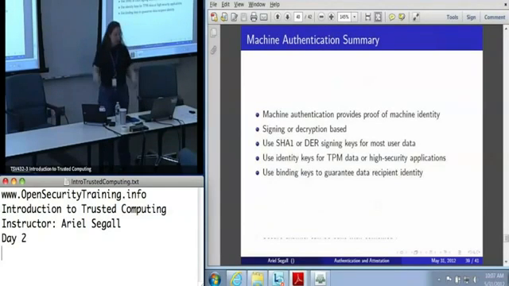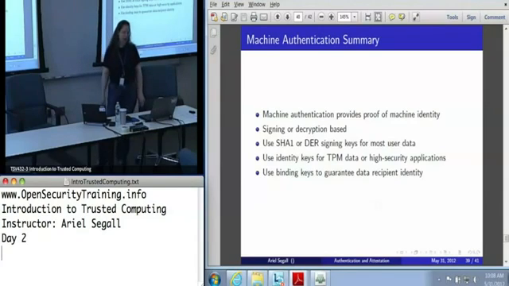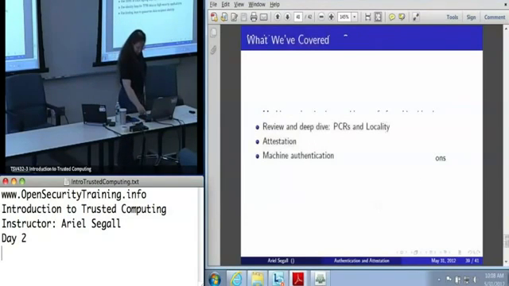So machine authentication is all about proof of machine identity. We can do that in multiple ways, signing or decryption. If we're doing signing, you want to use a SHA-1 or DER key. If you're doing TPM data, you want to use an identity key. Or really, in any case where you have a high security application, you want to make sure you don't mess up somewhere in your key creation process or your verification process. It's generally a good idea to use an identity key. And binding keys are tremendously powerful if you're using decryption to guarantee the identity of a data recipient.